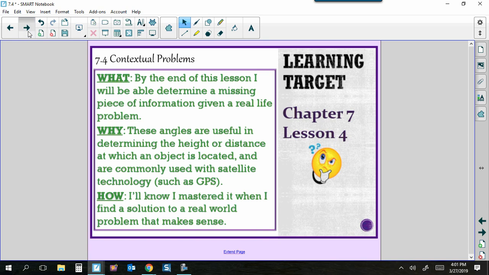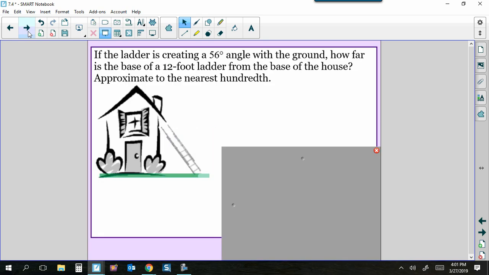So let's get started. So the first problem, I gave you a cute little picture demonstrating what the problem is talking about. You have a ladder that's creating a 56-degree angle with the ground. How far is the base of the 12-foot ladder from the base of the house? You're going to approximate to the nearest hundredth.